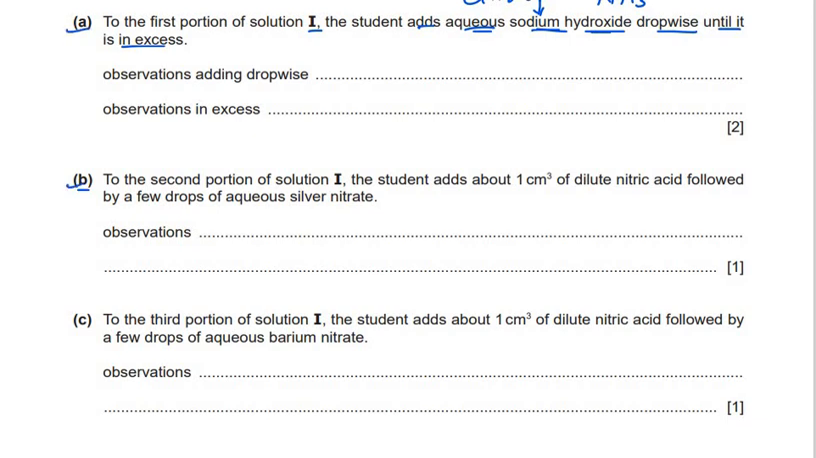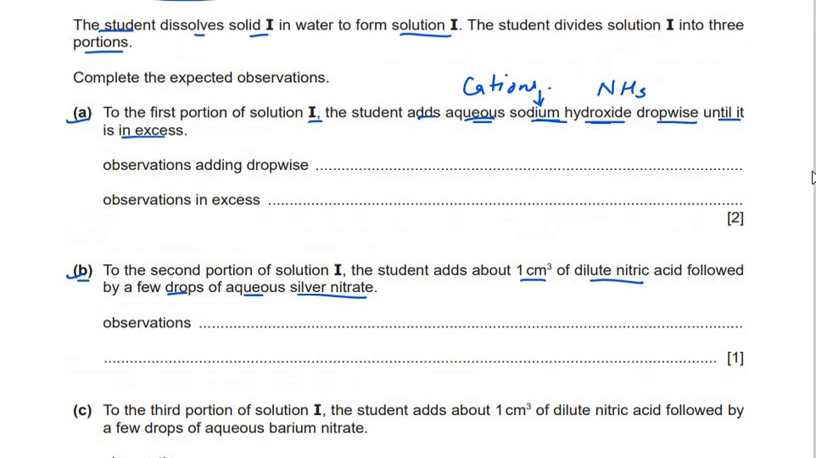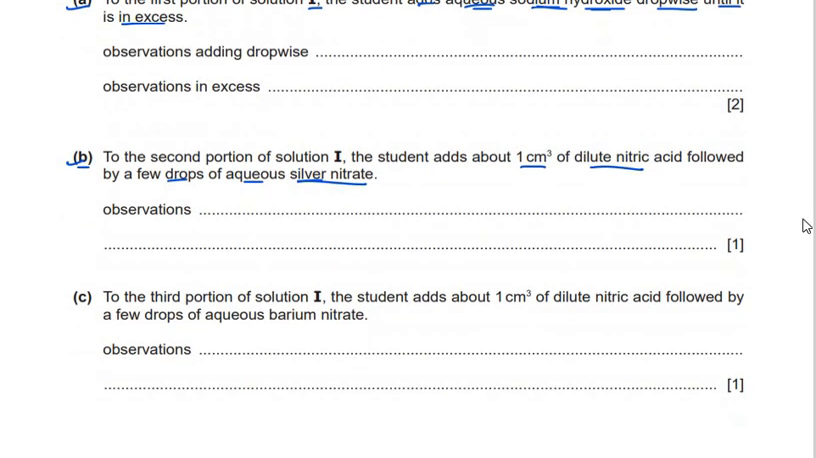So the first test was with the sodium hydroxide, and the second test is the student adds 1 centimeter cube of dilute nitric acid followed by few drops of silver nitrate. Now as we have already said that sodium hydroxide and ammonia are used for cation. So the next test is for anion. What are we adding? Nitric acid and silver nitrate.